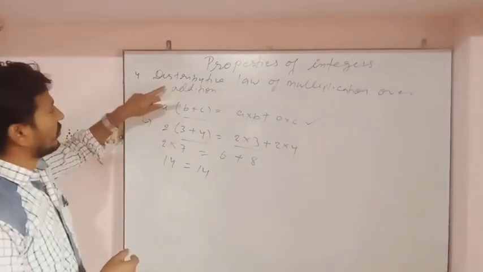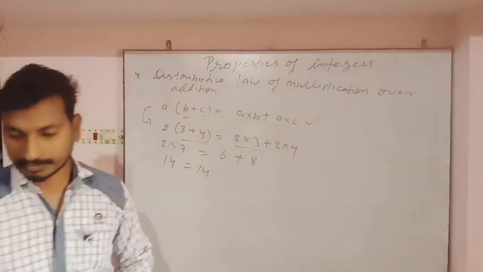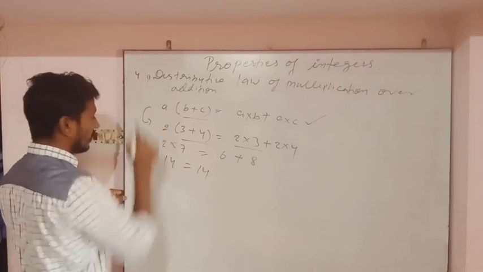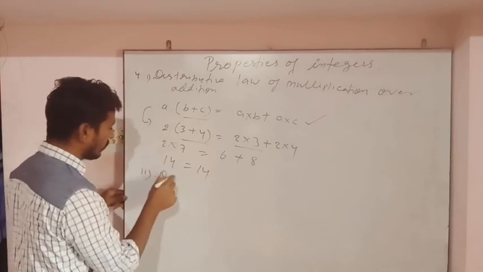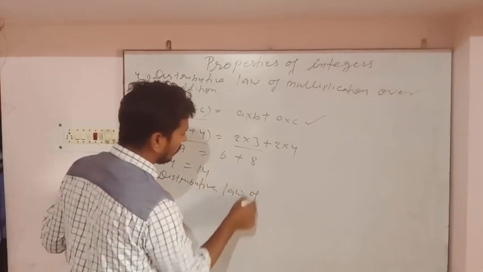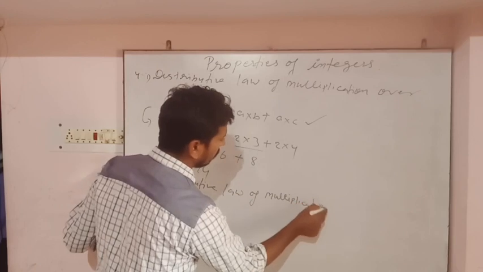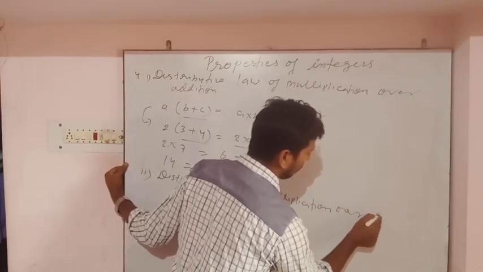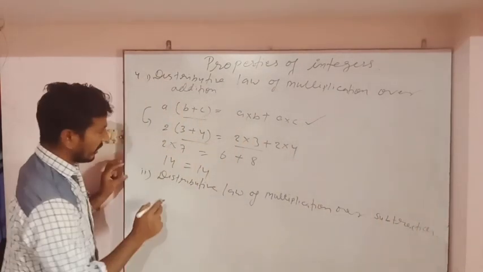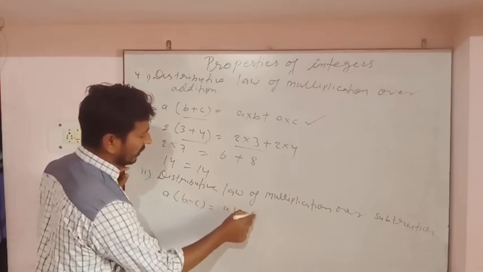Now similar to this property, there is one more property, distributive law of multiplication over subtraction. So this we can give 1, now second, distributive law of multiplication over subtraction. Now this property says that A bracket B minus C is equal to AB minus AC.